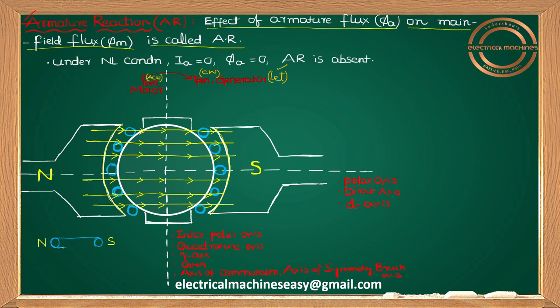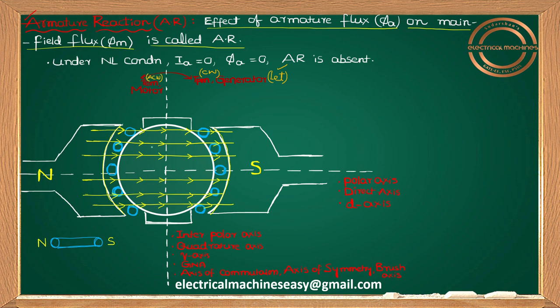And whatever direction of EMF we get under the north pole conductor, in all those conductors we will get the same direction only. If it is cross, here also cross. If it is dot, here also dot. Okay. Similarly, under the south pole, if we get dot here, in all the conductors which are under the south pole, you'll be getting dot. If you are getting cross, in all the conductors under the south pole, you'll be getting cross.